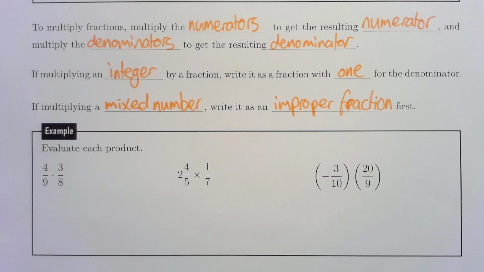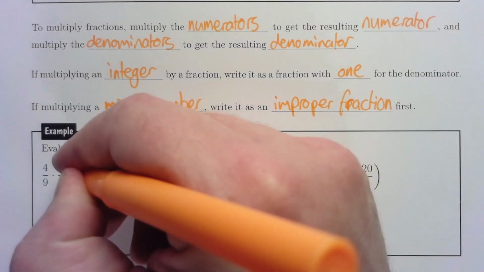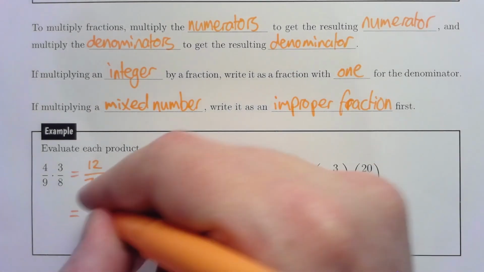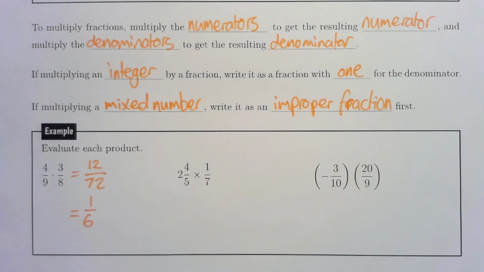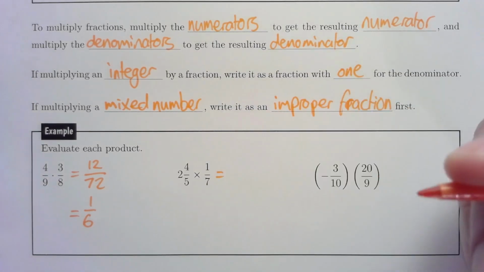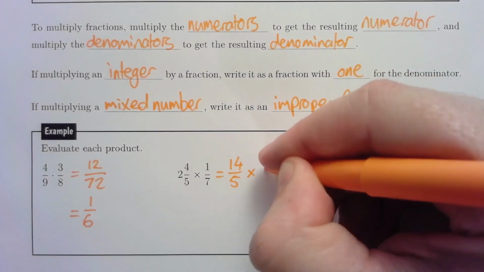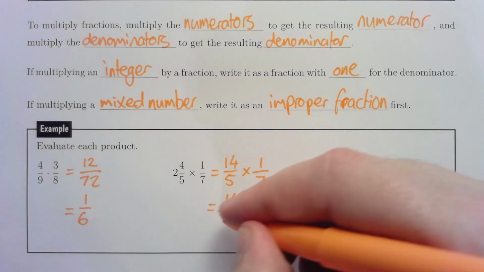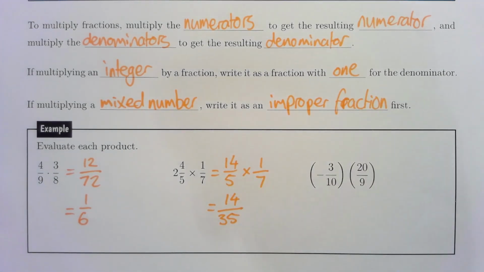So, if we have 4/9 times 3/8, we get 4 times 3, which is 12, and 9 times 8, which is 72. So we have 12/72. Now we should simplify if we can, which we can in this case. This is 1/6. If we have 2 and 4/5 times 1/7, we should change our mixed number into an improper fraction, which would be 14/5. So we have 14 times 1 for the numerator, which is 14, and 5 times 7 for the denominator, which is 35. 14/35 simplifies to 2/5.